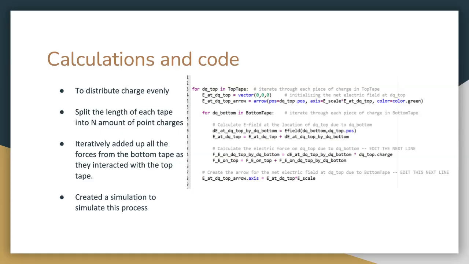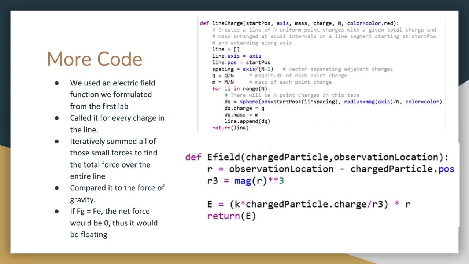So we're pretty much iteratively finding the net force exerted on the top tape. And we know for a fact that this should be equal to the force from the bottom tape. So using some algebra, we're able to find what charge it needs to have for this to work. To help us find the electric force exerted from each bottom charge on the top charge, we use the electric field function that we first made in our first lab. And then we called it for every charge in the line and iteratively summed up all those small forces into the total force over the entire line.